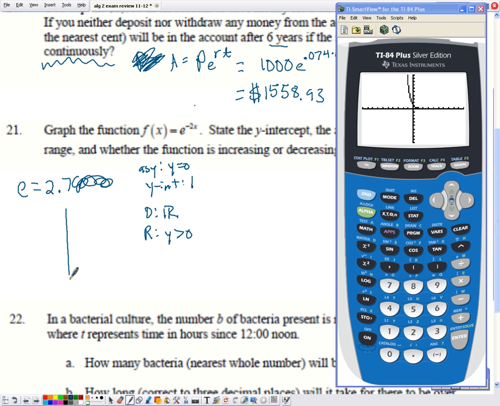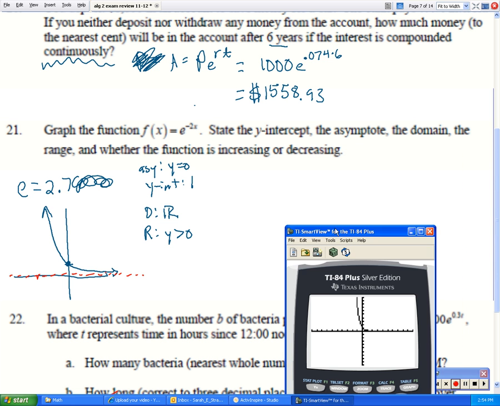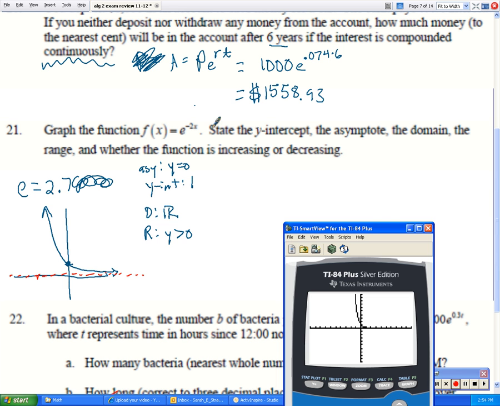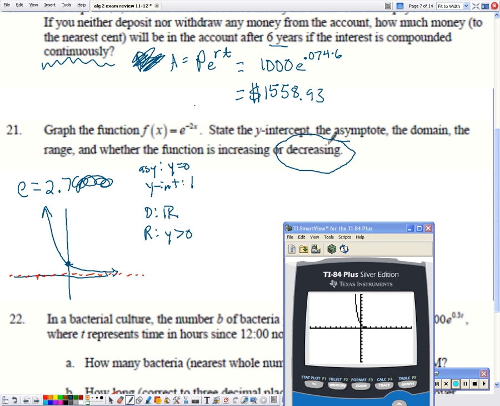Oh, I should probably make the graph, huh? There's my nice asymptote. Alright. We did the asymptote, we did the y-intercept, the domain, the range, increasing or decreasing. Well, this is a decreasing function. And we also want to make sure that we know that it is decreasing on the interval of all real numbers.